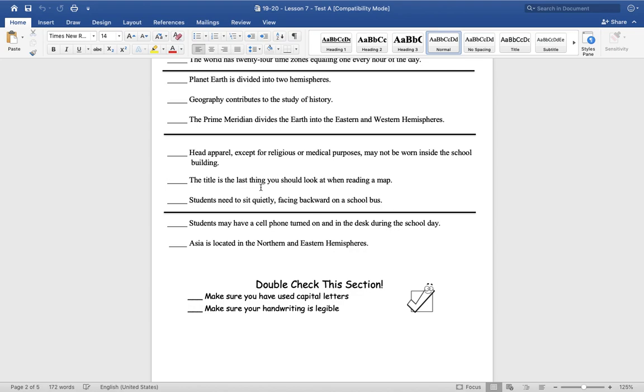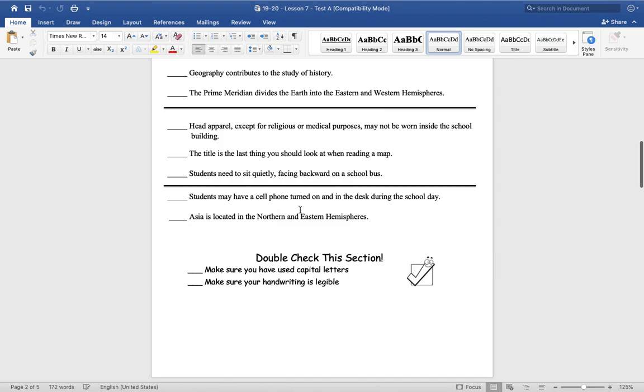The title is the last thing you should look at when reading a map. Students need to sit quietly, facing backward on a school bus. Students may have a cell phone turned on and in the desk during the school day. Asia is located in the northern and eastern hemispheres.